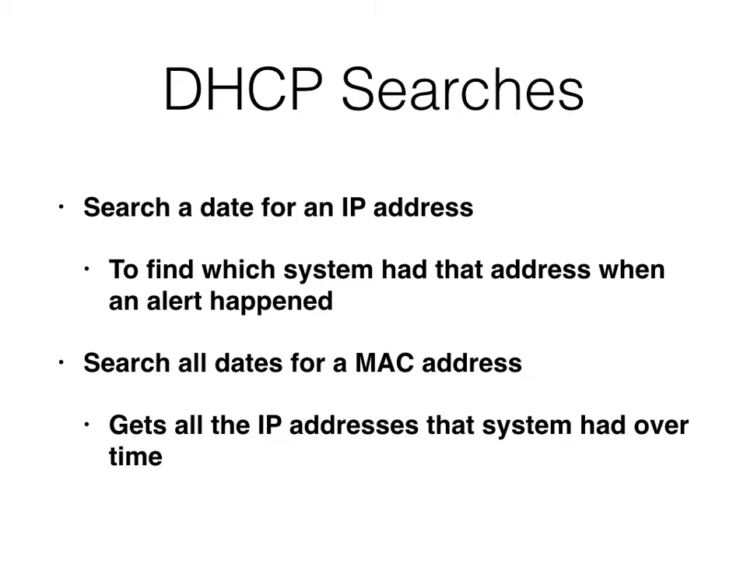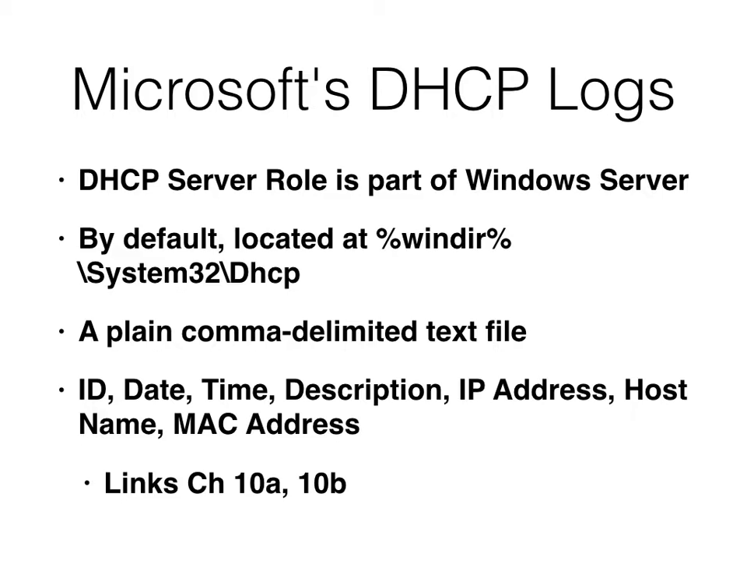And one of the logical things you're going to do with that is search for an IP address to find out what system had that IP address on a certain date when something happened. Or once you find a MAC address, you'll get a list of all the IP addresses that machine has ever had. So this would be if you're working from an event, you have a date. This would be if you're working from a machine and you have a MAC address. And both of those are important, and you can't do either of them without the DHCP logs.